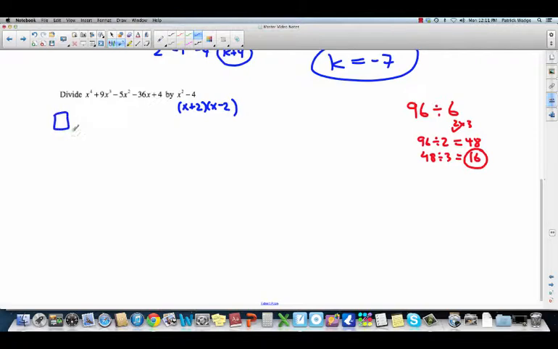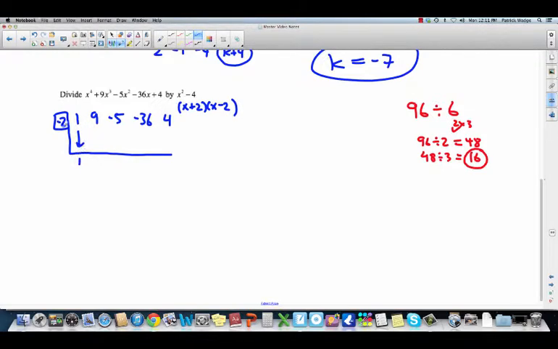So the first thing we're going to do is divide by x plus 2, which means my flag number. I love calling it the flag number now. It's brand new, and I love it. Flag number is negative 2. Write down your coefficients: 1 x to the fourth, 9 x cubed, negative 5x squared, negative 36x, and 4 is the constant. There was none missing, so we don't have to put any zeros in there.